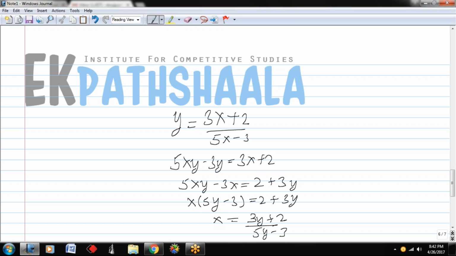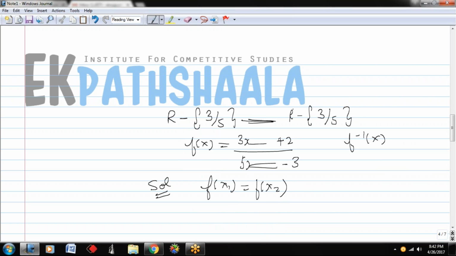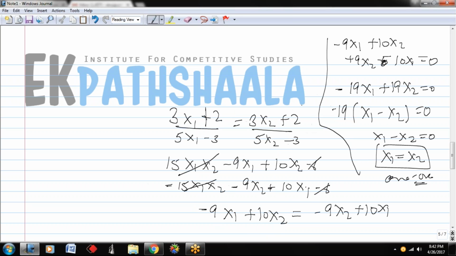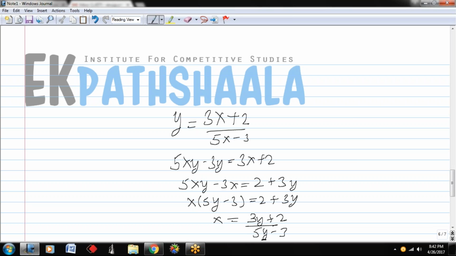Okay? Now let us go back to the question. This is my y and this is my x. It says y can be anything real except for 3 by 5. Let us check. If I put y equals 3 by 5 here, it will become 5 into 3 by 5 minus 3. You can see that 3 minus 3 becomes 0, so the denominator is getting 0, which is not allowed.